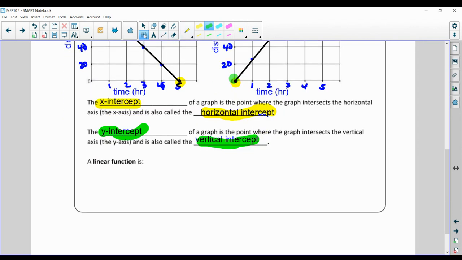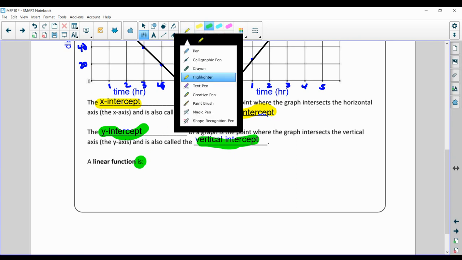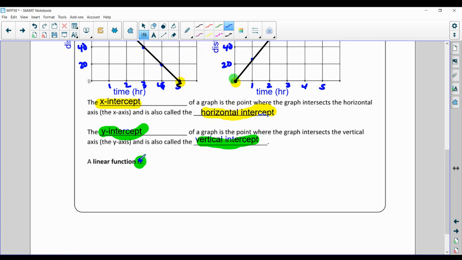Okay, so a little bit about describing a linear function. So I'm actually going to cross out the word is, because I'm going to use a bit of another description here. So I'm going to give 3 points about what makes something a linear function. A linear function is any graph of a line that is not vertical.